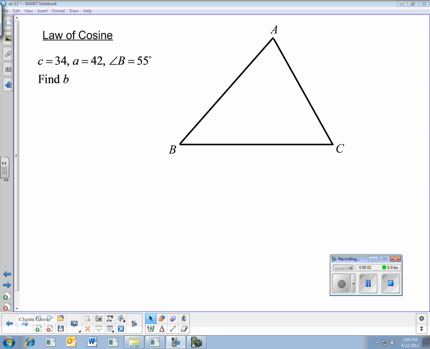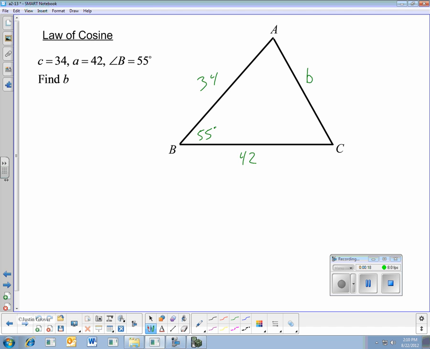Law of cosines. All right, again, I want to fill in my picture by what I'm given here. We're given C is 34, A is 42, angle B is 55, and what we want here is B. And so this is where law of cosines comes in.